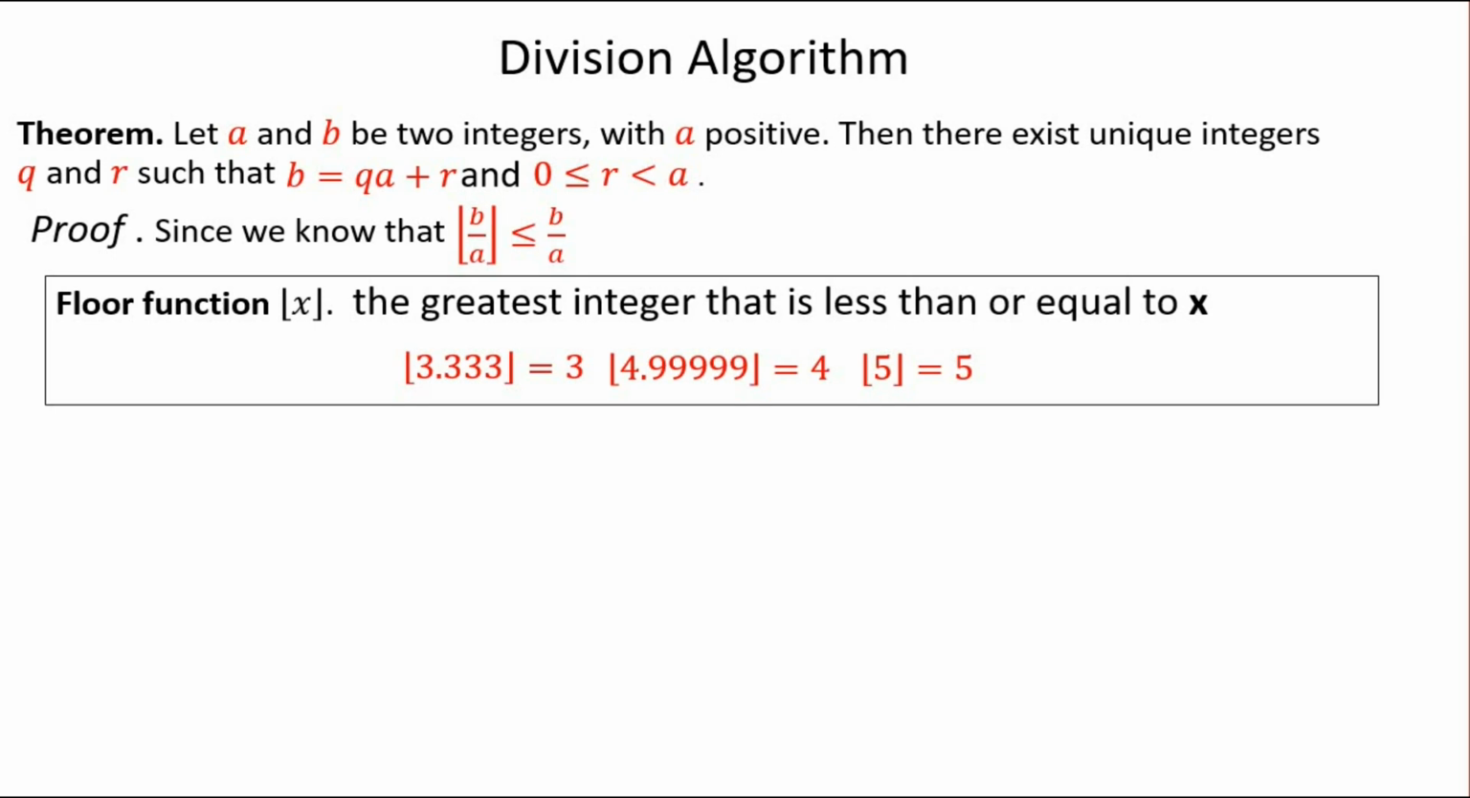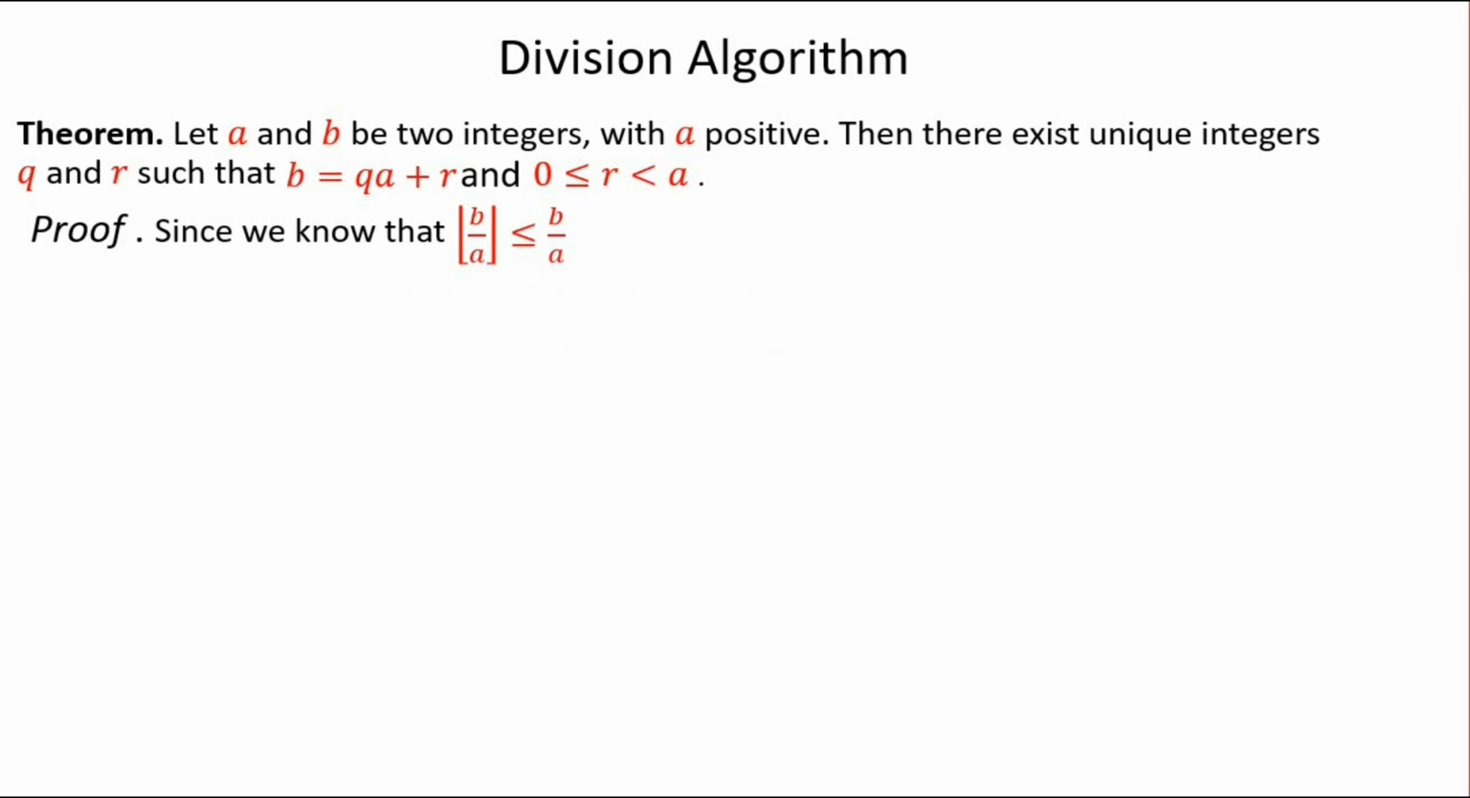However, if x is an integer, then the floor of x is equal to x. So in this case, if b over a is an integer number, then the floor of b over a will be equal to b over a. If b over a is a decimal number, then the floor of b over a will be less than b over a.